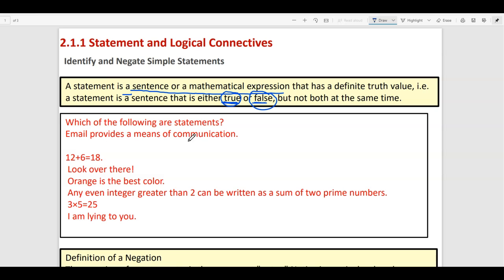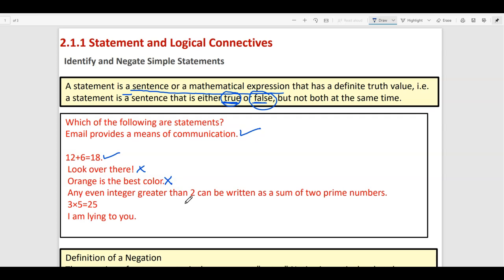Email provides a means of communication. So is that true or false, or is it both? Email does provide a means of communication, so that is a statement. 12 plus 16 is equal to 18. That's false, but it is a statement. Look over here. That's a command. It's not a statement. So no, this is not. Orange is the best color. According to who? This is subjective. So this is also not a statement.